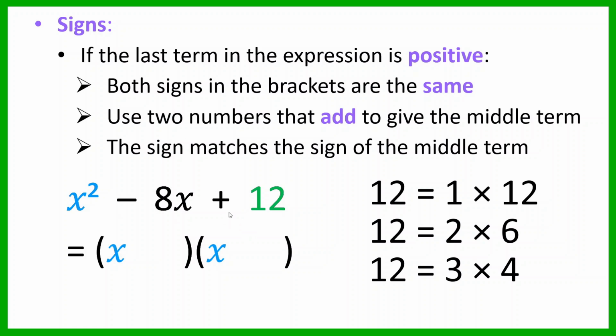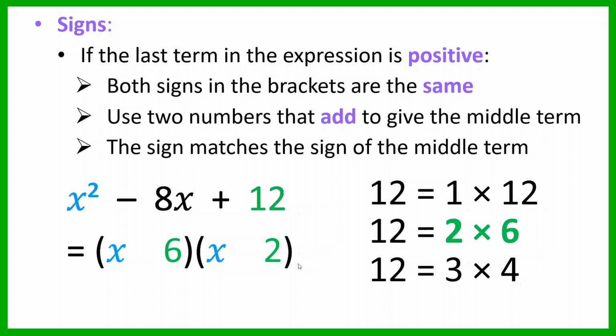Because the last term is positive, it says over here, if the last term in the expression is positive, then both signs in the brackets are going to be the same, and we're going to use the two numbers that add to give the middle term. So I must find the pair of numbers that is going to add to give me the middle term. If I add 1 and 12, it's going to give me 13. That's not the same as 8. If I add 2 and 6, that gives me 8, which is what I need over here. So I'm going to be using the 2 and the 6. So I'm going to put 2 in one bracket and 6 in the other bracket.